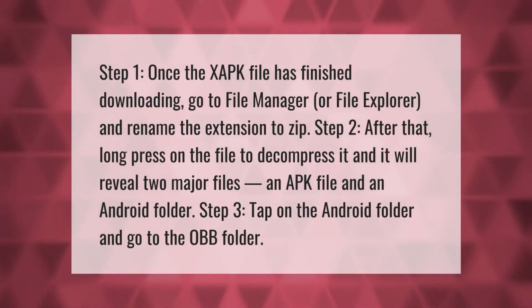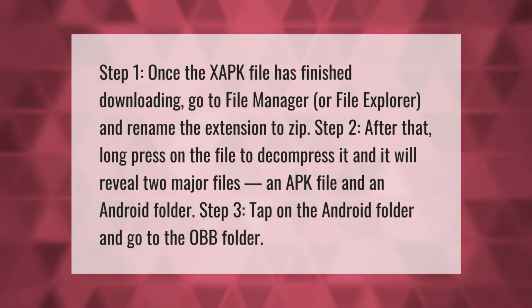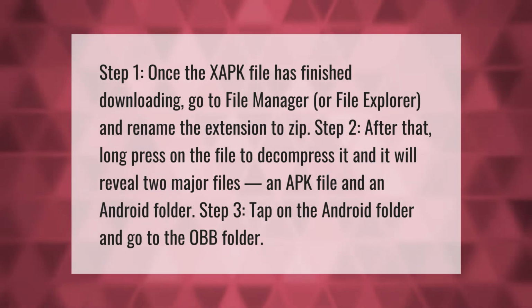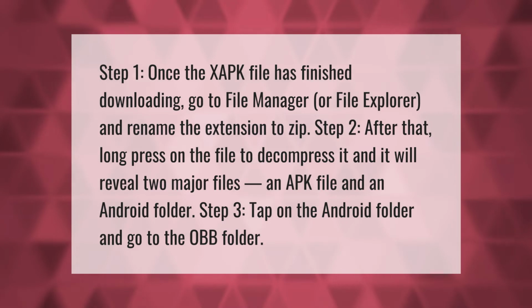Step 1. Once the XAPK file has finished downloading, go to File Manager, or File Explorer, and rename the extension to zip. Step 2. After that, long press on the file to decompress it and it will reveal two major files, an APK file and an Android folder. Step 3. Tap on the Android folder and go to the OBB folder.